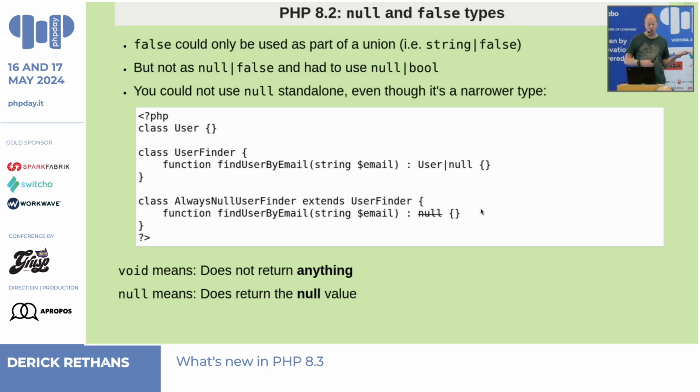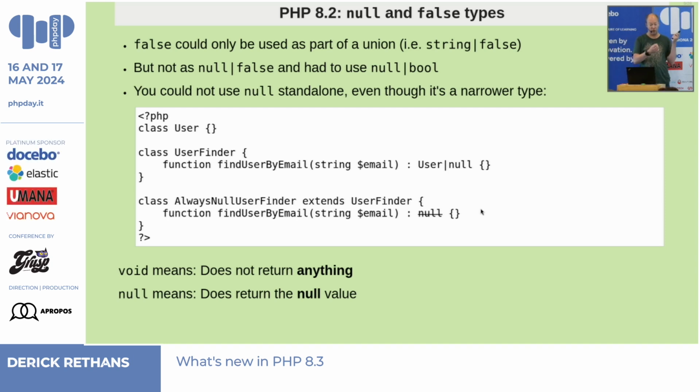Similarly, you couldn't use null or false. You could use null or bool for some arbitrary reason. Also, you couldn't use null standalone, which actually caused some issues. Like if you had a user finder, for example, which finds a user by email and it either returns the user or null if it can't find that. Now, if you want in your test cases to somehow always assert that it never returns a user, that it always returns null, in your inherited class and method, you could have then just type hinted with null. That wasn't allowed, and you had to leave the type hint away, which is kind of annoying to have to do.